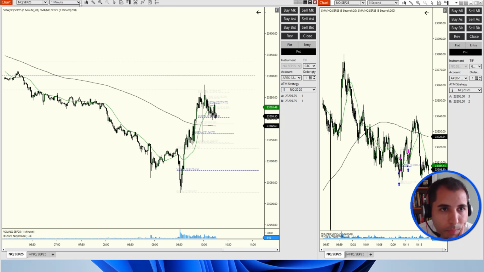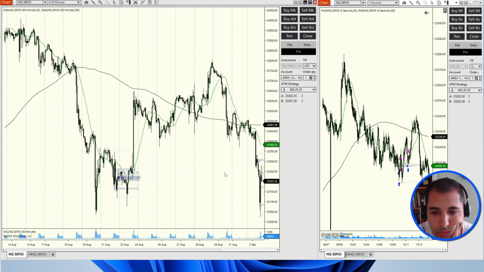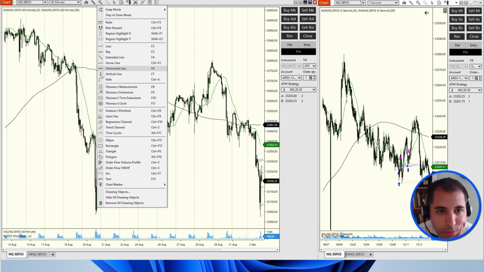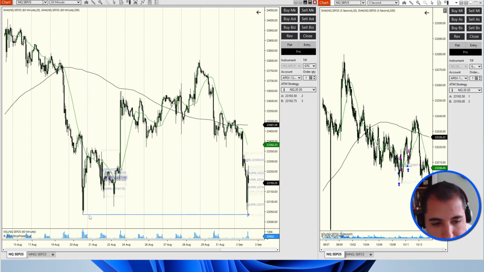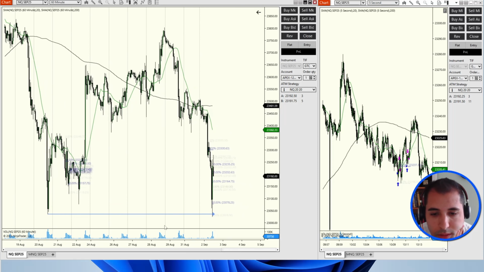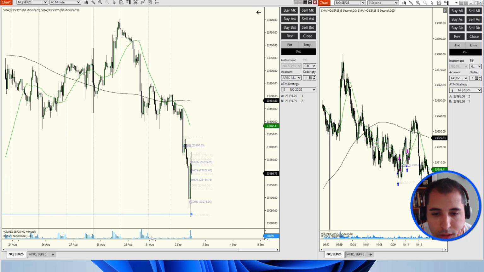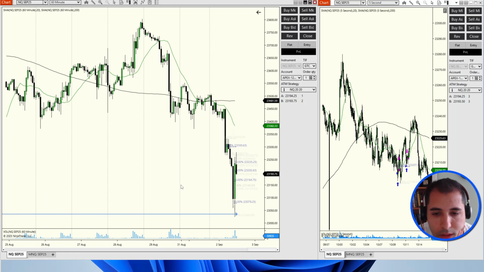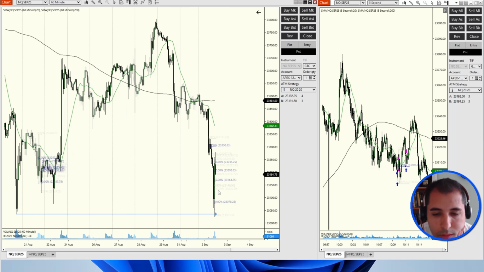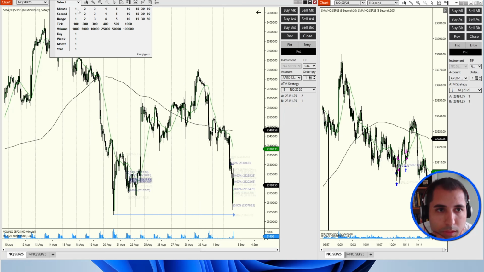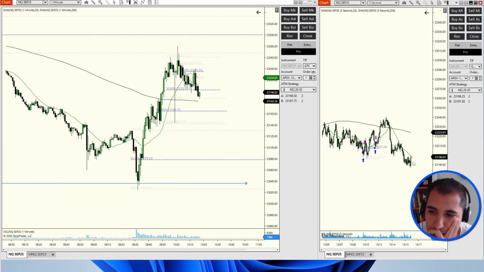So let's just look at a higher time frame. We did sweep this liquidity from earlier in the month, from last month. So you could argue that this would go higher. One above, one below. Let's see where this goes. That looks like a little break there.